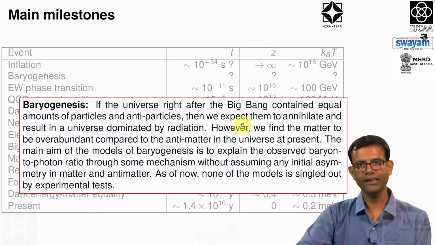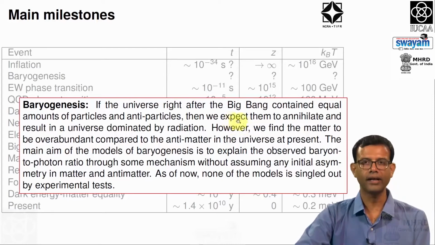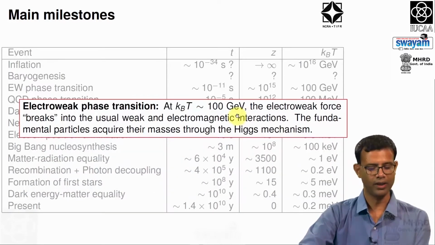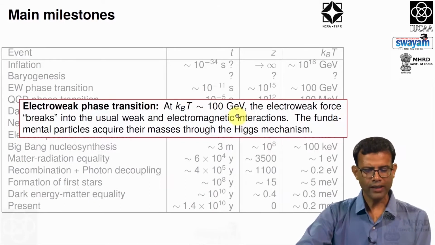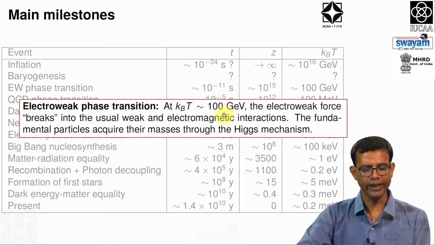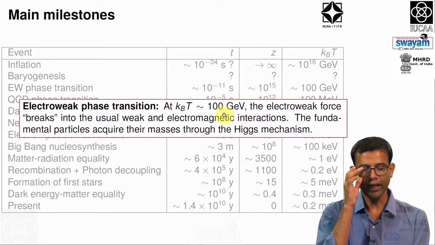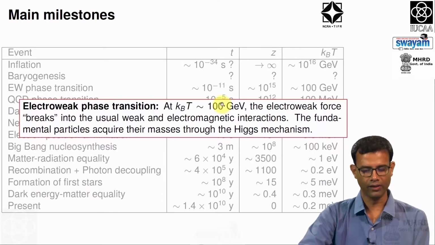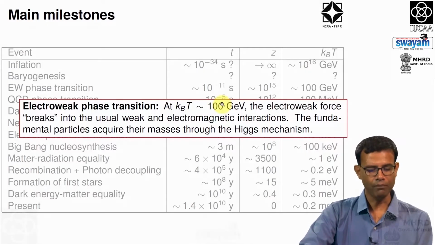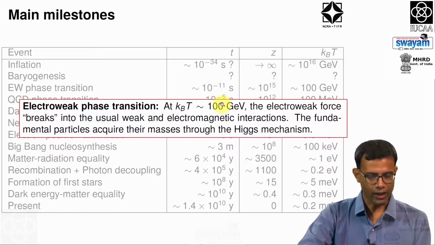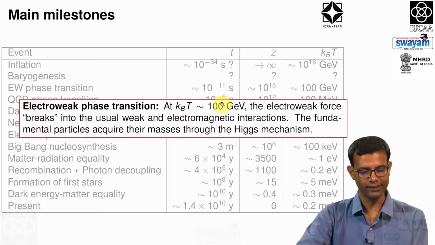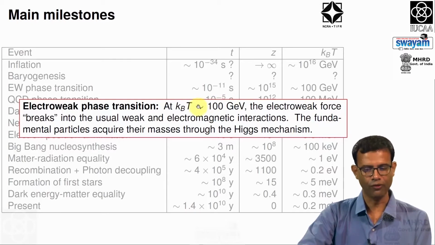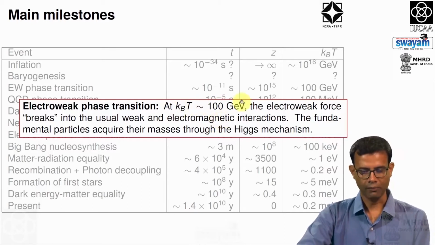There are many models, many paradigms, but none of the models are constrained or singled out by experimental tests. When the temperature came down to around 100 GeV in the universe, the electroweak force will actually break, so to speak, into the usual weak and electromagnetic interactions, and this is the time the fundamental particles in the standard model of particle physics acquire their masses through the so-called Higgs mechanism. That would happen around something like 10 to the minus 11 seconds after the Big Bang.